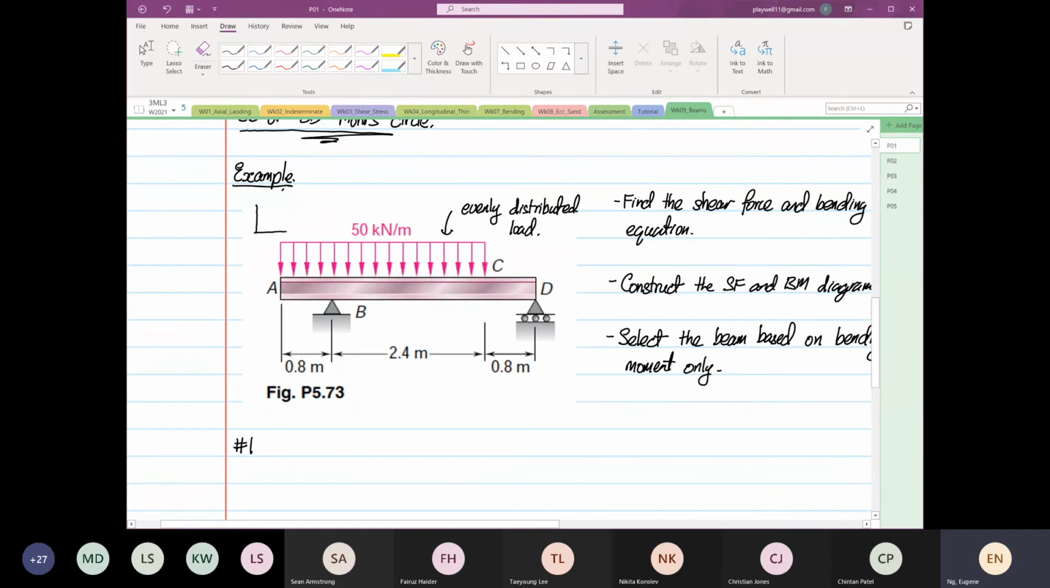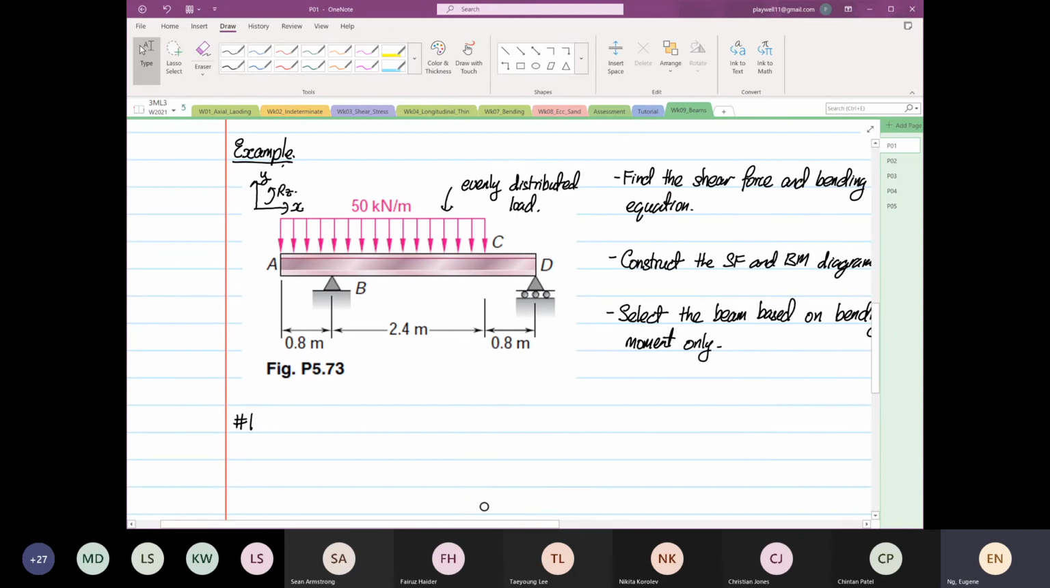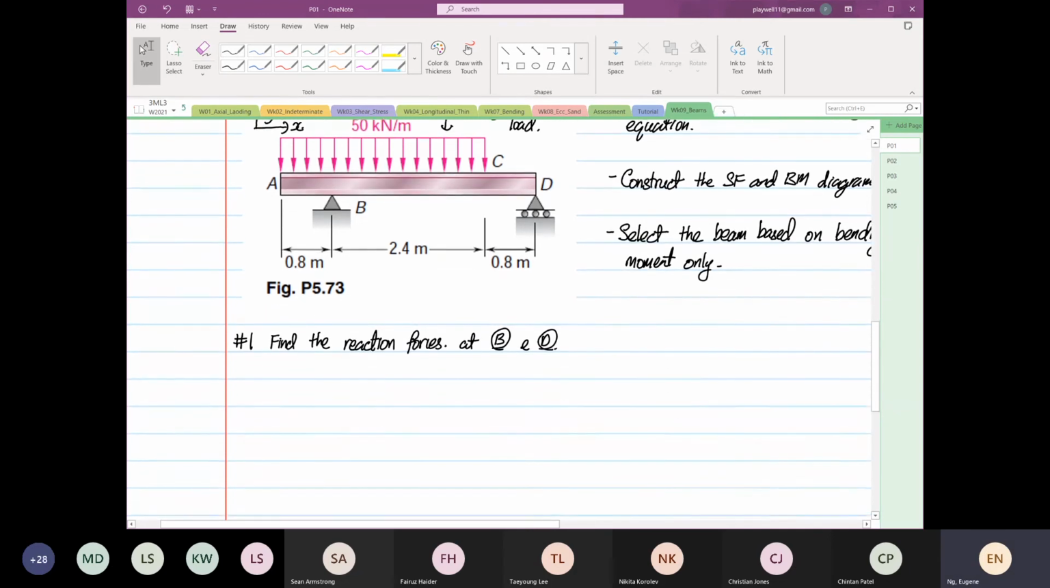So we draw a transformation first. This is X, Y, rotation about Z. The first thing that we're going to do is find the reaction forces at point B and point D. We're going to construct our free body diagram.